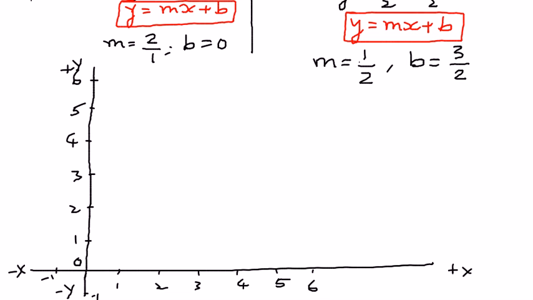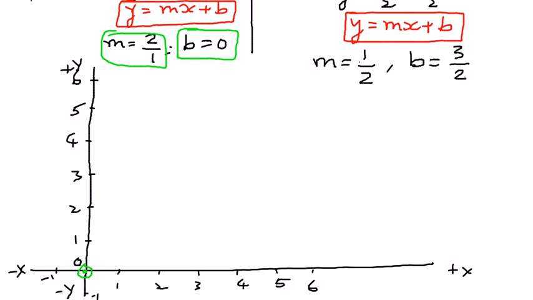So from here, in the first equation, I'm going to use different colors to represent each line. In here, the slope is 2 over 1 and the y-intercept is 0. That means we'll identify where the y-intercept is. The y-intercept is right at the origin, and we want to superimpose the slope on top of the y-intercept. So what is the slope telling us? The slope is telling us that we're going to rise 2 units and run 1 unit.